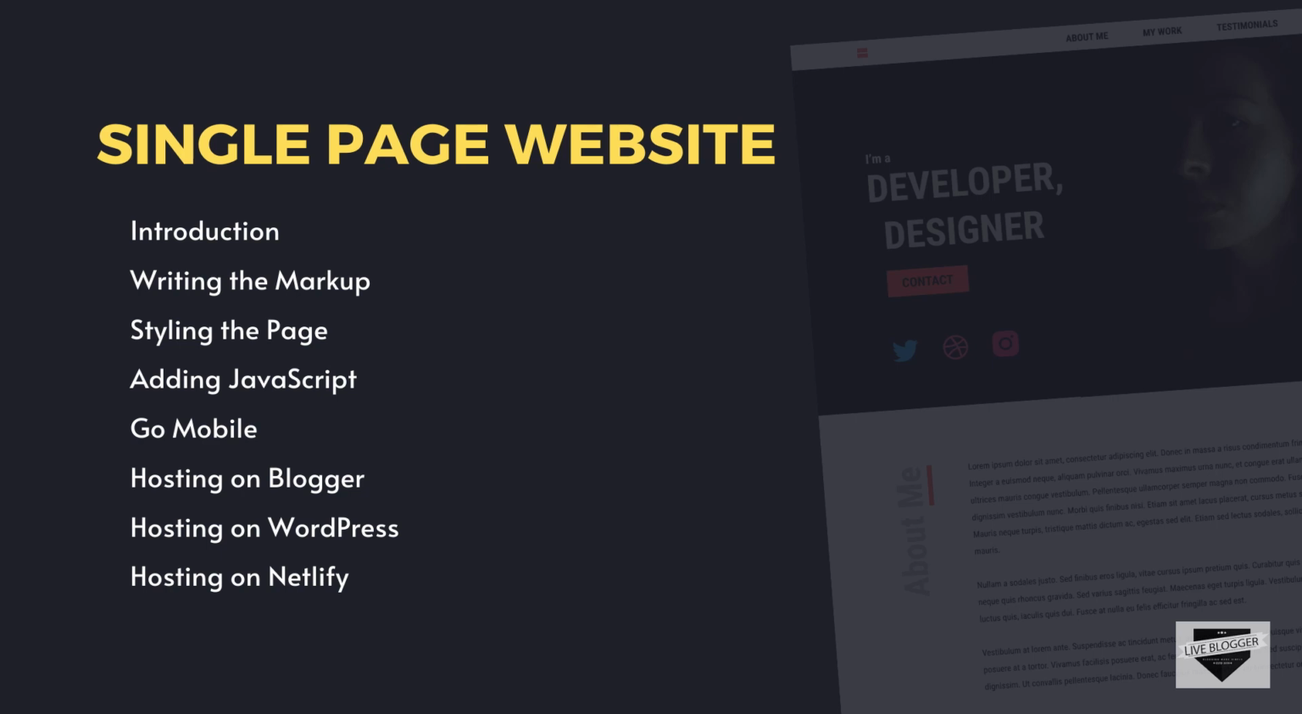There will probably be multiple videos in this section for multiple sections of our homepage. And then the next section is adding JavaScript. So in this section we'll be adding some JavaScript for interactivity in our web page. And I'll also try to add some JavaScript library just to show you how to work with JavaScript libraries in your website. The next section is Go Mobile. In this section we will add media queries so that users with mobile devices can also have a great experience on our website.